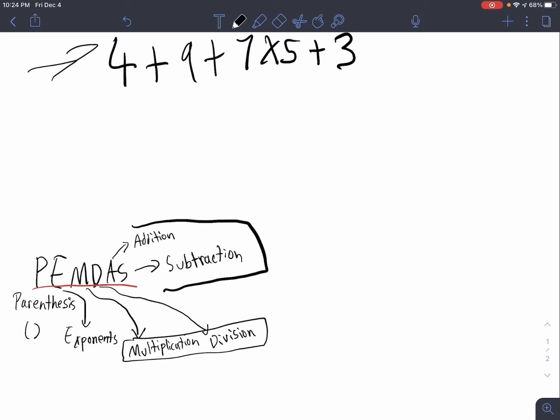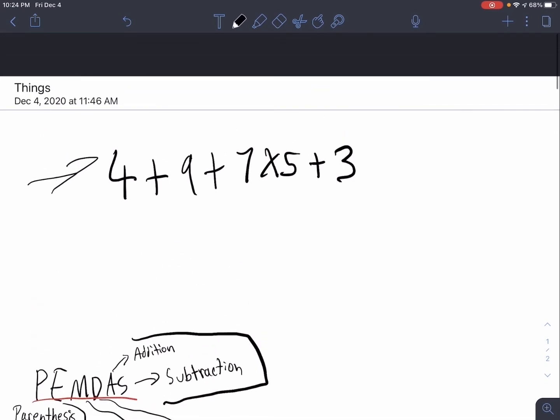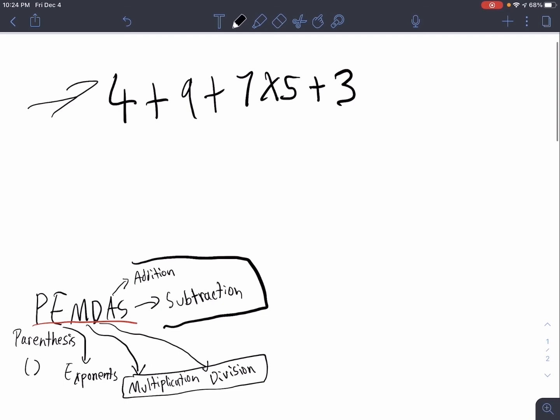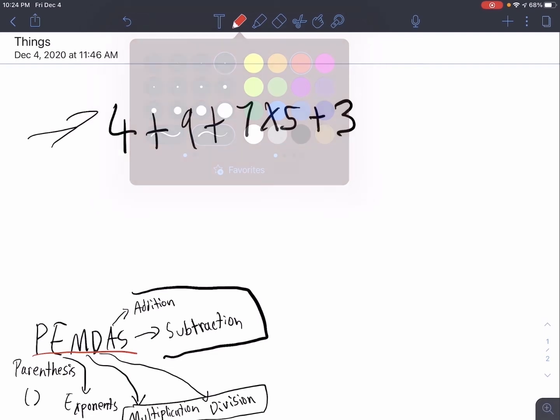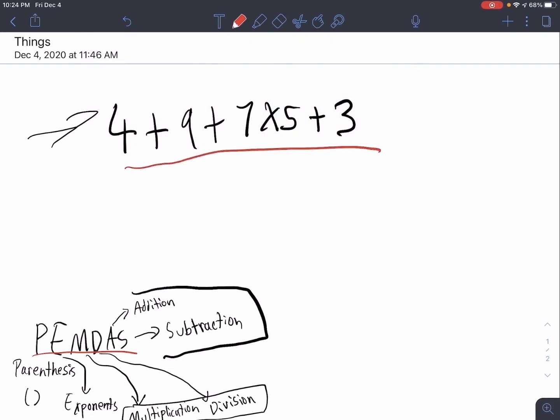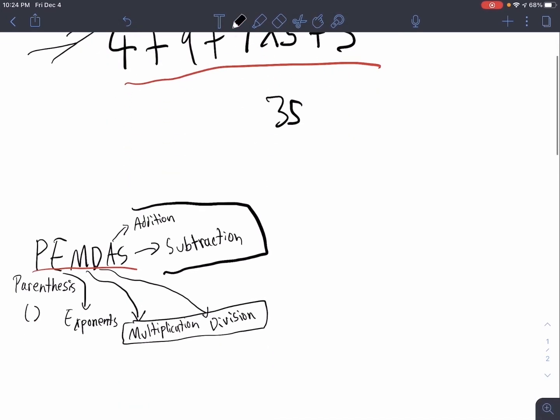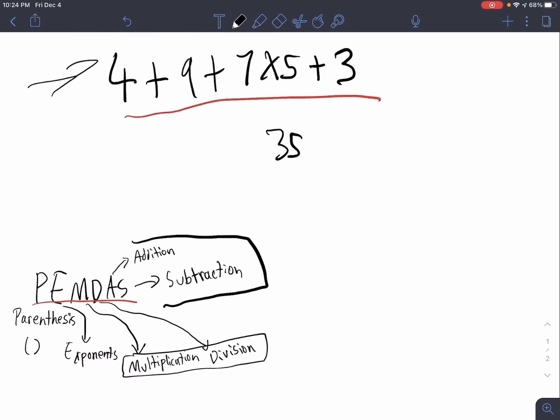Okay, so now we learned about PEMDAS. Let's go back to this problem. Now we know that we are supposed to do multiplication and division before addition and subtraction. So you would do 7 times 5 first in this problem right here. So 7 times 5 is 35. So you would get 35. Then you would look back at your PEMDAS order and see what you would do first.